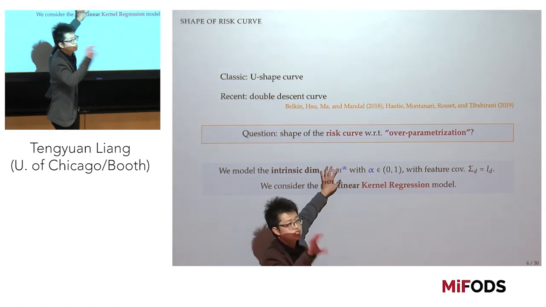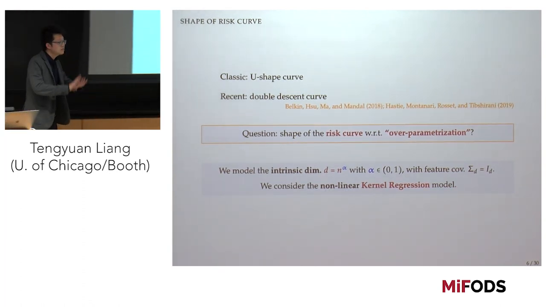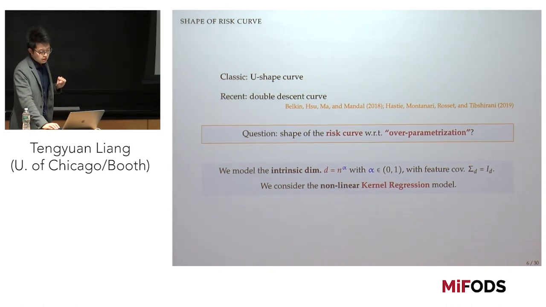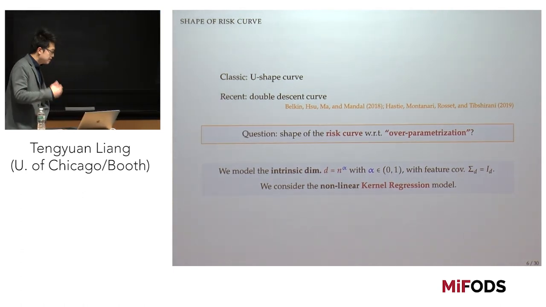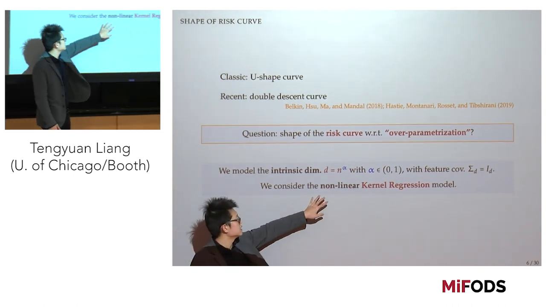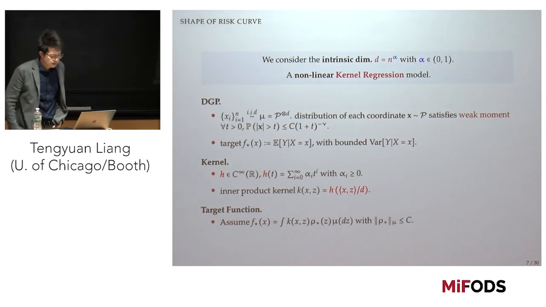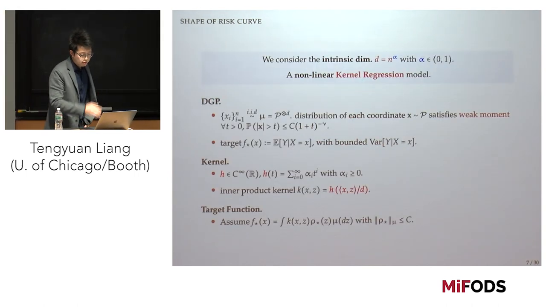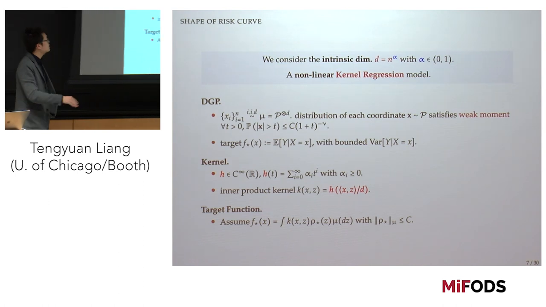And as I mentioned, the intrinsic dimension is just the input dimension, and the feature covariance, let's consider the simple case, is the identity. I'm not assuming Gaussian, but just think of this intrinsic dimension as parameterized by some d as a function of n. We want to consider a model that is complex enough that people still use it in practice, but not too complex that we can't do some mathematics. So we consider the nonlinear kernel regression model and study the following minimum norm interpolants. Before I get into the specific results, let me set up what the data generating process is, what kernel we use, and what the assumption on the target function is.